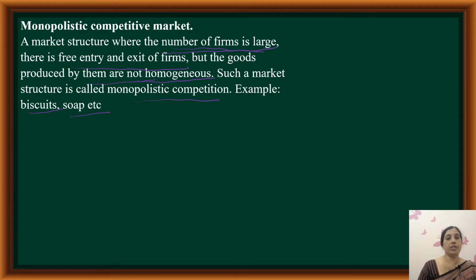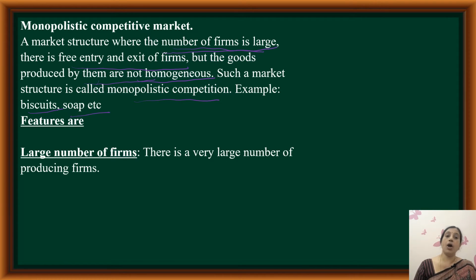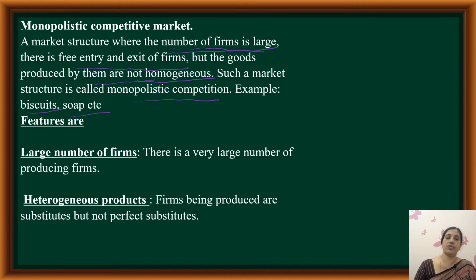To understand this monopolistic competitive market, let us start with the features. What are the features of a monopolistic competitive market? Large number of firms. Under monopolistic competition, there is a large number of producing firms. They are large in number, but the size of the firms will be small. They deal with heterogeneous products. The products being produced are substitutes, but not perfect substitutes.